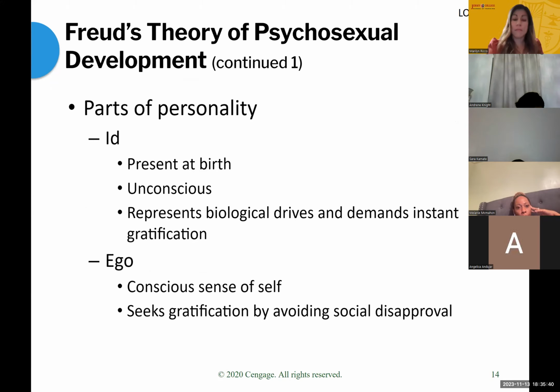So the id is typically present at birth. It's basically an infant, a brand new baby coming into this world. They're saying that they're unconscious, right? They come in as blank slates at birth. It represents biological drives and demands, instinct gratification. So their biological drive is to start doing stuff, to learn. It comes naturally to them. But they also want instant gratification. That's part of the id.